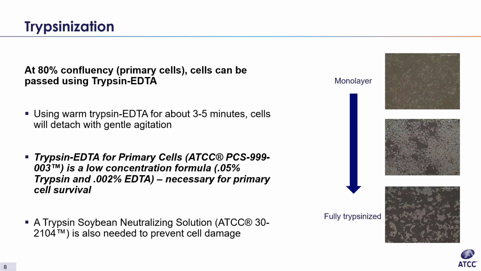Also note that if using primary cells, a special lower concentration formula of about 0.05% trypsin should be used. The lower concentration of trypsin will definitely require the physical agitation of the cell culture dish to ensure detachment. Also, when trypsinization is complete, the reaction needs to be quenched, ideally with a soybean neutralizing solution. Again, this will help protect the cells from any damage of long-term exposure to trypsin.